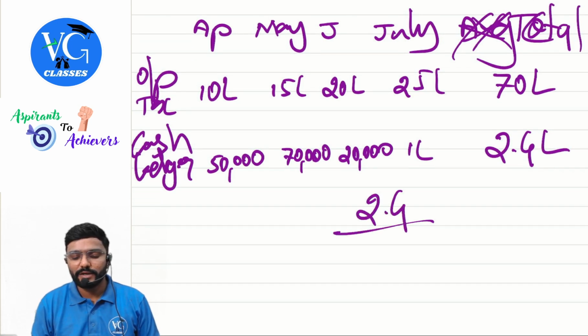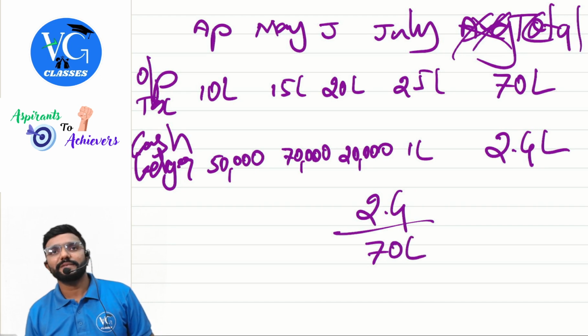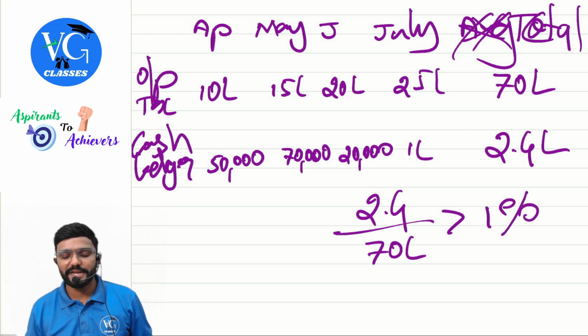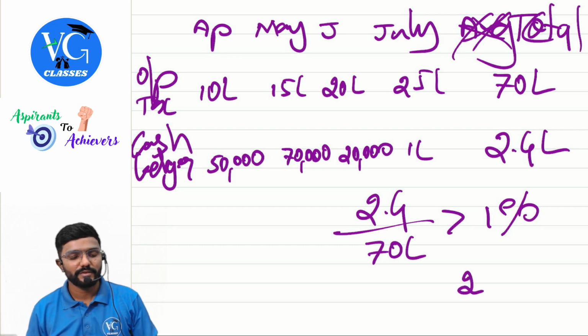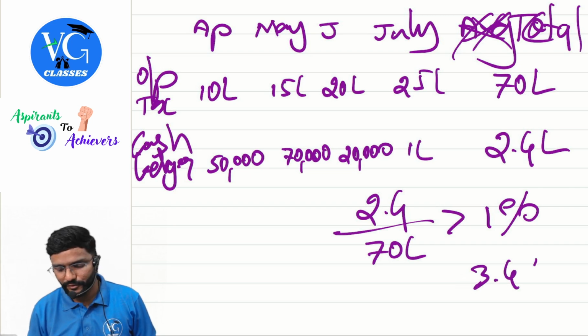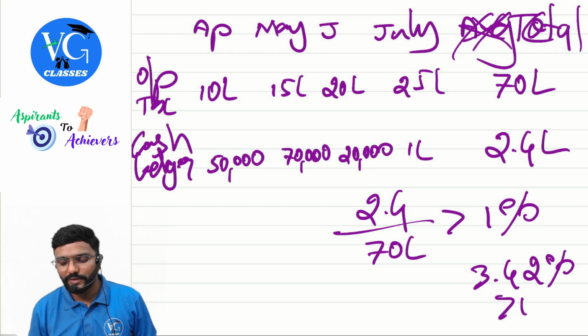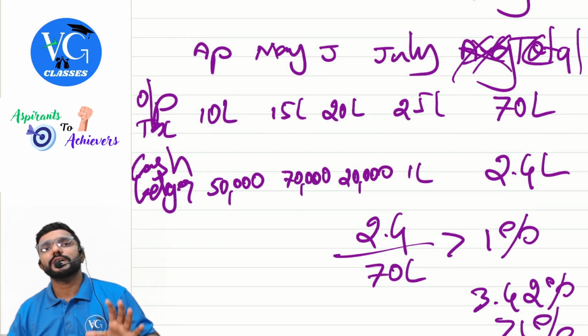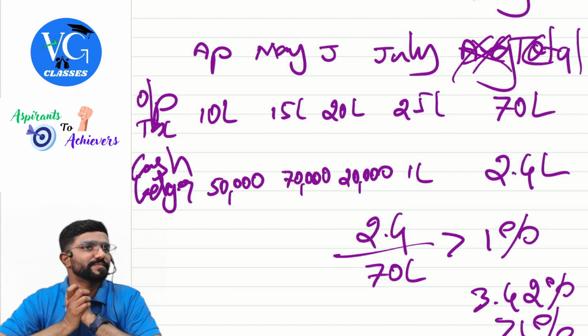Now check. Is 2.4 lakh more than 1% of 70 lakh? Yes, sir. More than 1%? Check it. How much are you getting exactly? 2.4 lakh divided by 70 lakh into 100, you can do. 3.42%. Is it more than 1%? Yes, sir. So for August, Rule 86B is not applicable.